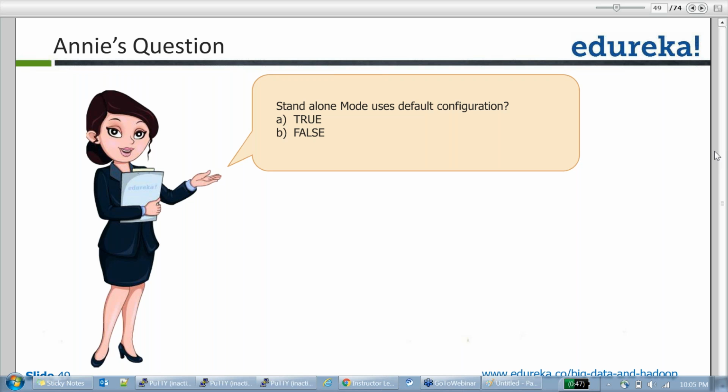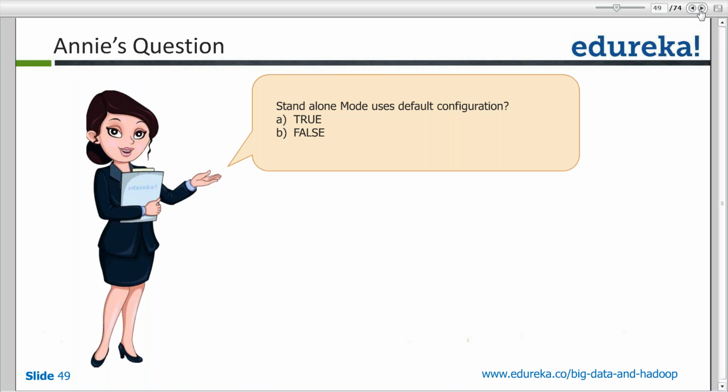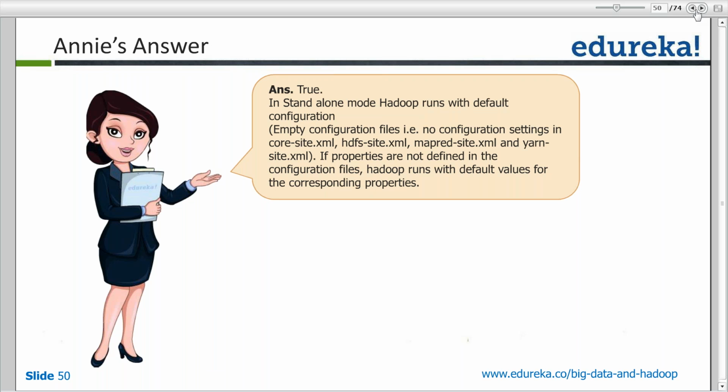Yeah, that's true. So for standalone mode, you don't even require these files. Standalone mode will never consider these XML files. That gives you the answer for the previous question also and this question also. In standalone mode, Hadoop runs with default configurations, or you can also say empty configuration files, that is, none of the properties are mentioned in your XML files. Okay, so that's standalone mode.